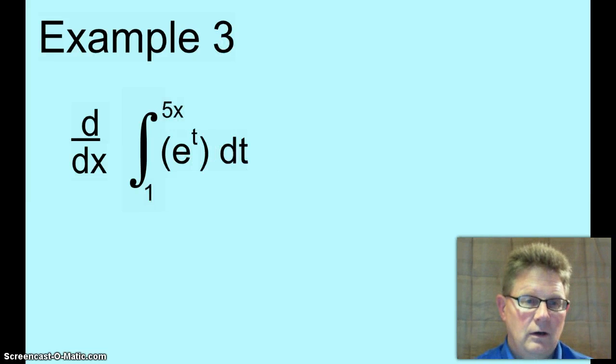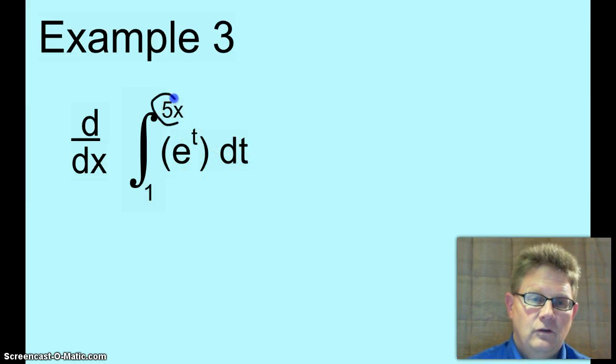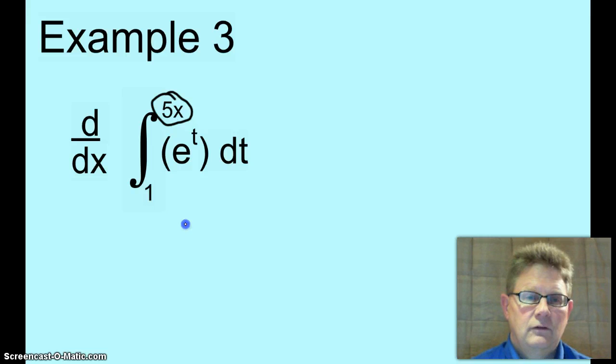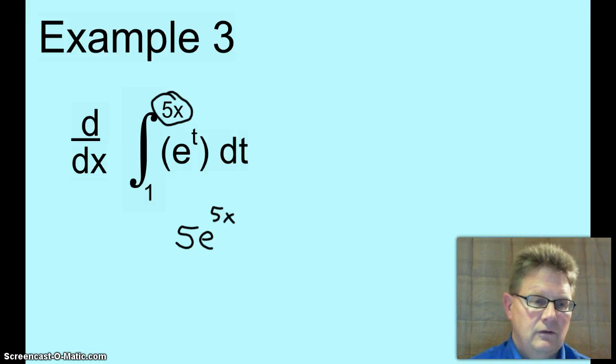Alright, what's going on here? Now we have a function of x as a bound instead of just x. So we've got to take the derivative of that and then replace. So the derivative of 5x is 5. So 5e, replace the t with a 5x, 5e to the 5x. Good job.